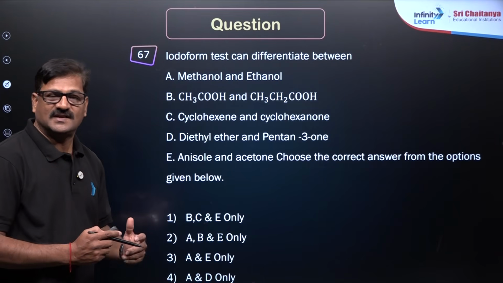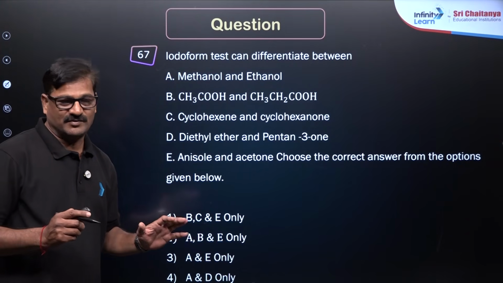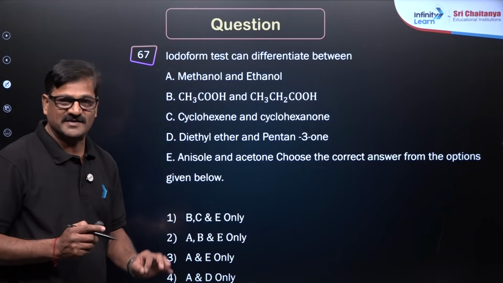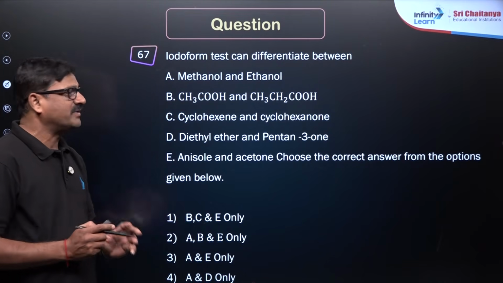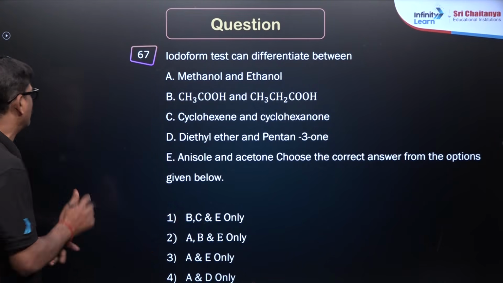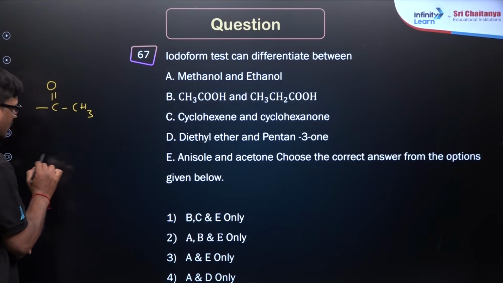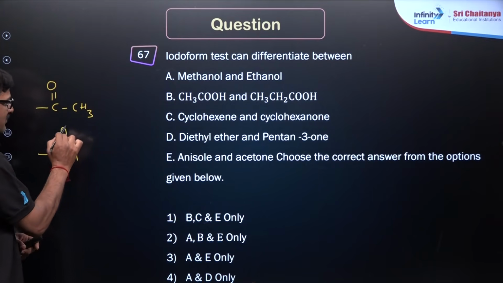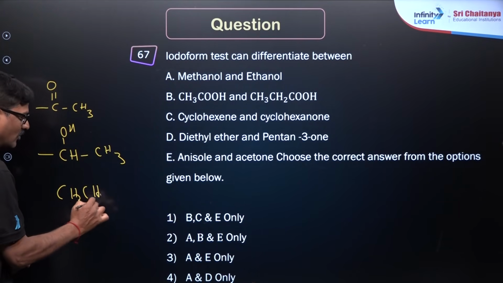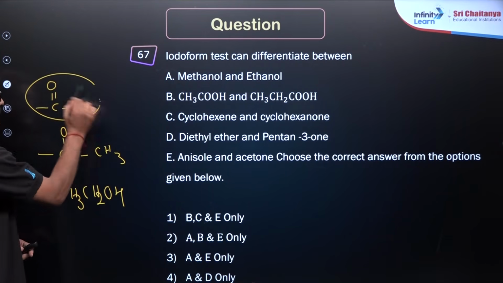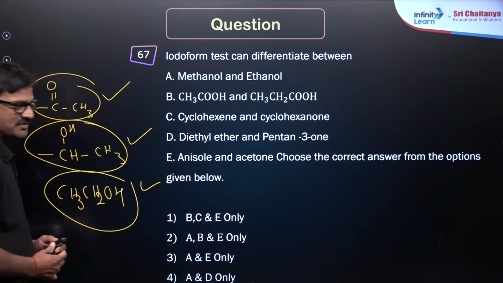Children, this is a question from the Iodoform test. Every session in January 2026, many questions are repeated based on the Iodoform reaction. You can see the Iodoform test can be differentiated between. So what is the condition to give rise to the Iodoform test? It could be a methyl ketone, or it could be a secondary methyl alcohol, and it could be ethyl alcohol. So these are the 3 cases where you can see the formation of the Iodoform reaction.